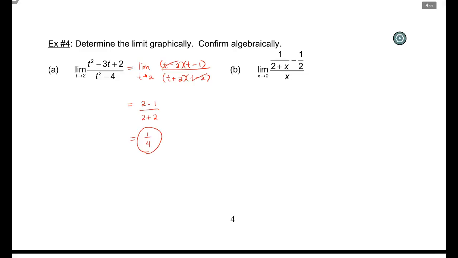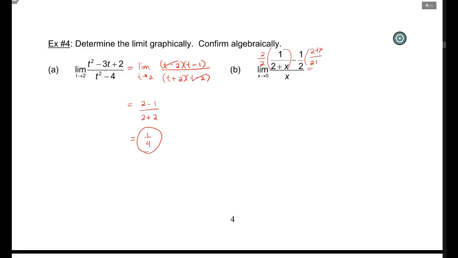How about B? Right, so we have the same situation where we have a 0 on the bottom and also 0 on the top. We're more concerned about the 0 on the bottom, so we have to do what? Well, first, figure out the top. There are different approaches. I would take the top, so maybe multiply this by 2 over 2, and this by 2 plus x over 2 plus x.